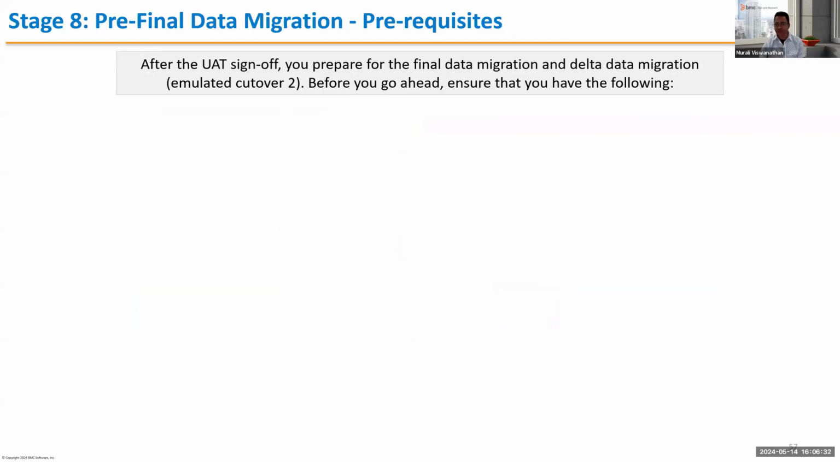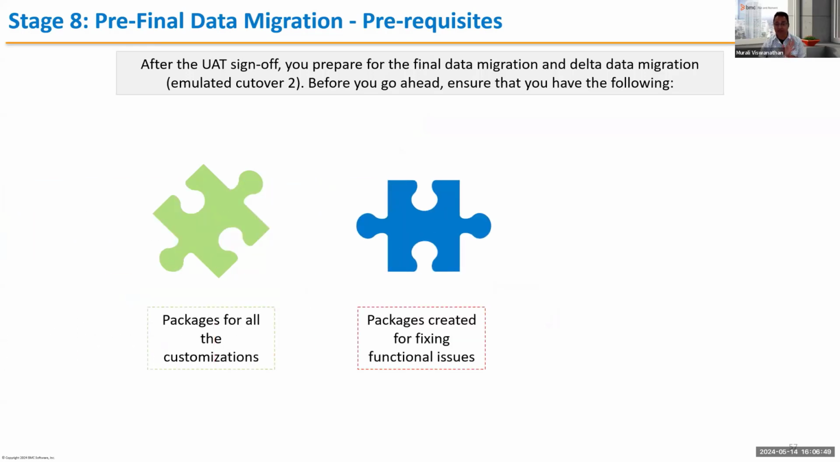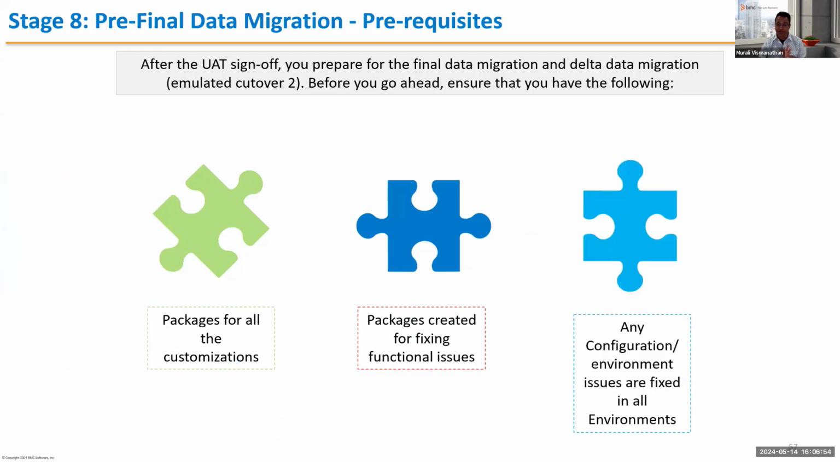Okay, stage 8 is optional, but some customers will have these changes. So this is when you're not able to freeze, right? But before you go to the pre-final migration stage, make sure, as a reminder, that you have packages for all your customizations, and packages for all your fixes that happened during the UAT cycles.